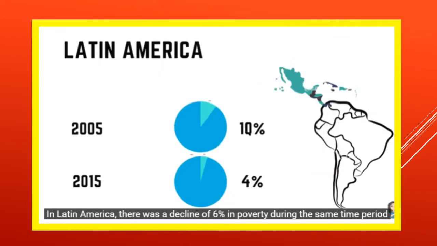So in Latin America, also during the same time, there has been a decline of 6% in the poverty level. You can see in 2005 it was 10%, and by 2015 it is only 4% who are below the poverty line. So there is a reduction of 6%.